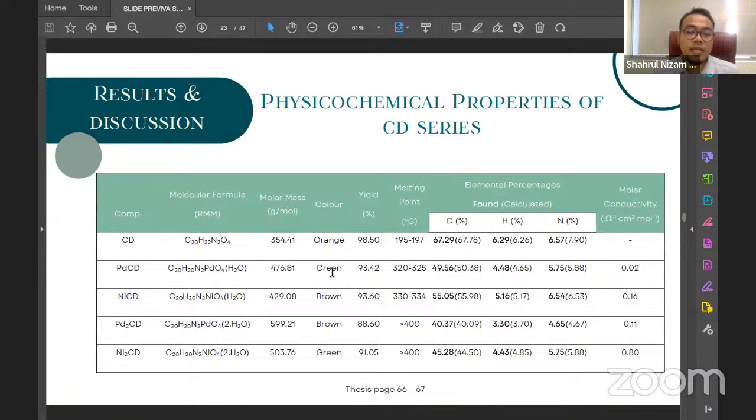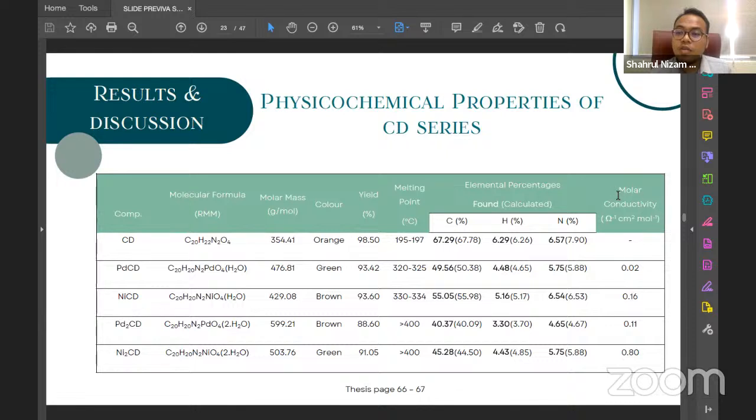For palladium and nickel, it can be brown. But for our compounds, the ligands are really orange or bright yellow. And then we can see the melting point here. The melting point increased for higher nuclearity of complexes. We can also see elemental analysis here. The readings are quite close to one another.